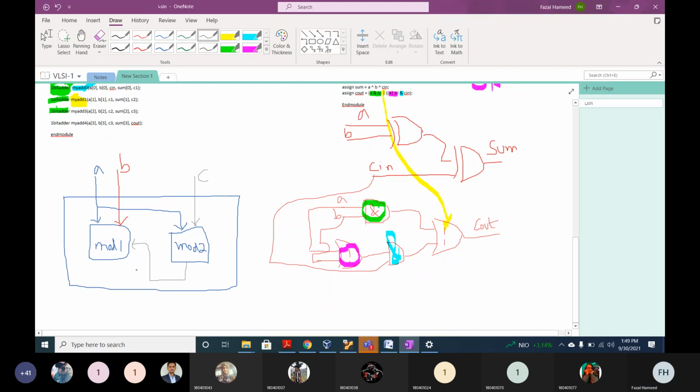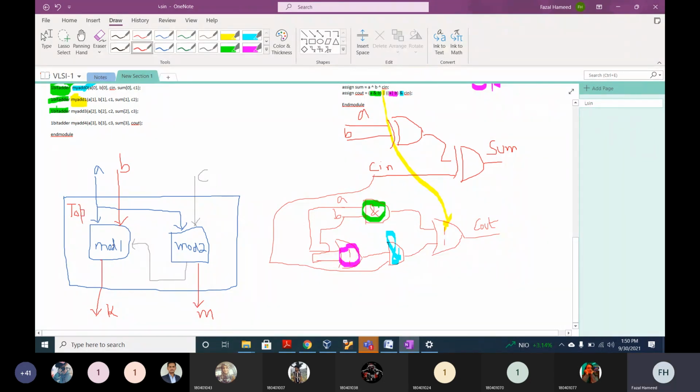This module has output K. This is the output from the module, K, and this is M. Now there are two different modules. If you look at them, one is the top module. This is my top module, and these are two internal modules.